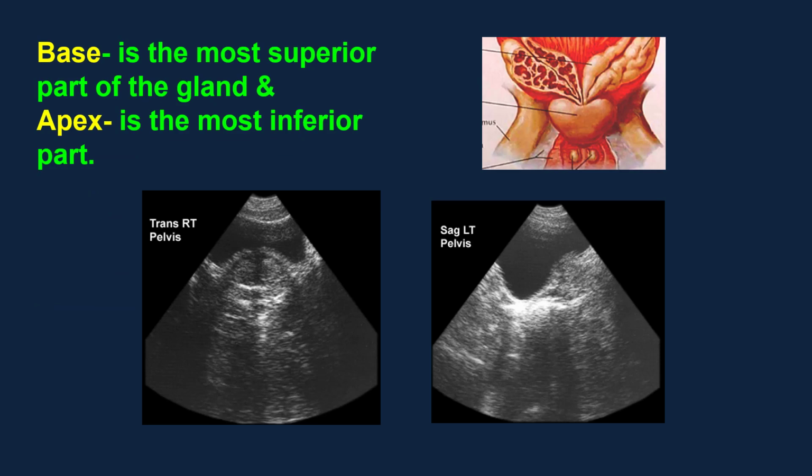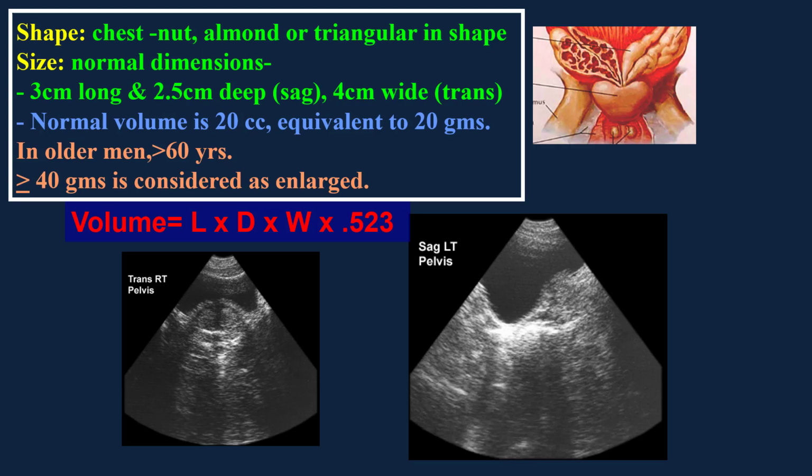Base is the most superior part of the gland. Apex is the most inferior part. It is chestnut, almond, or triangular in shape.